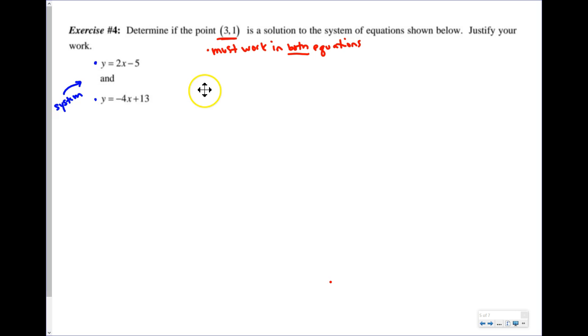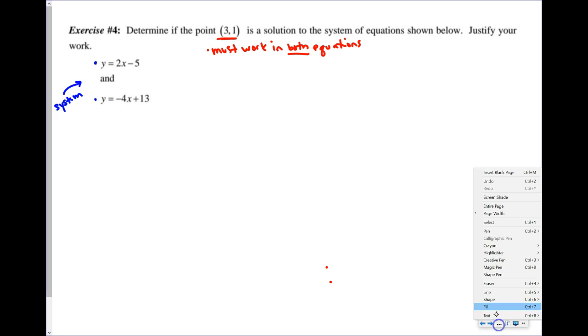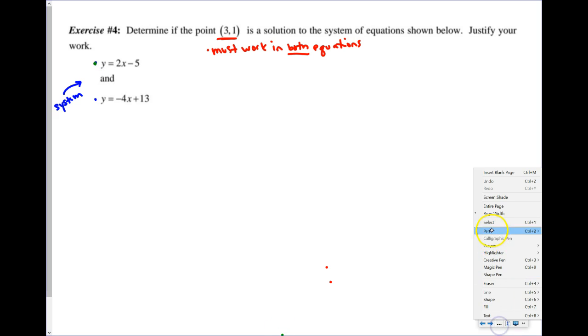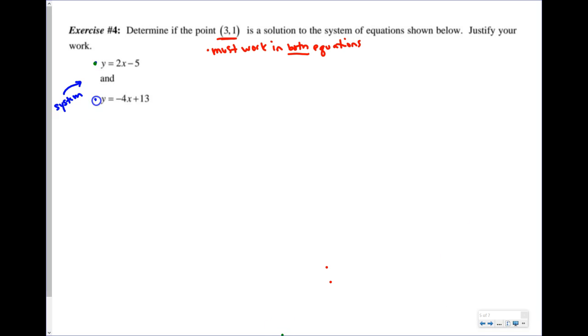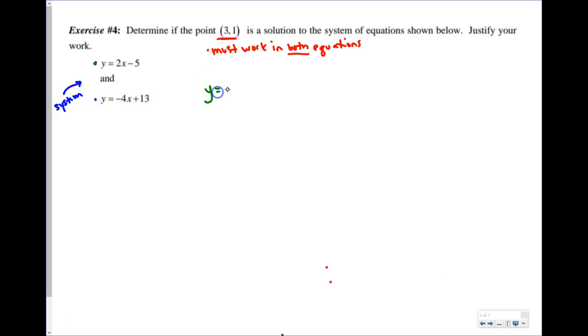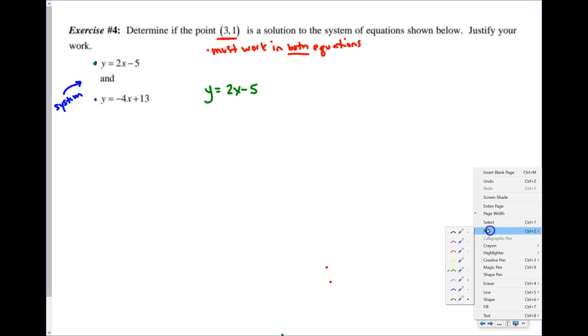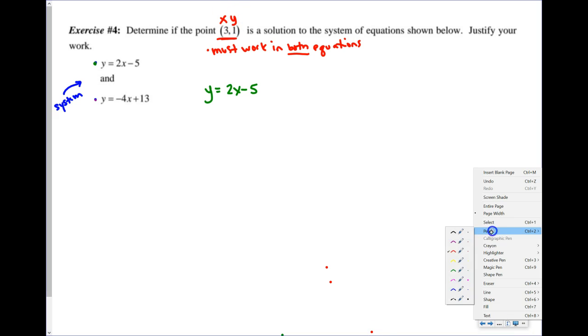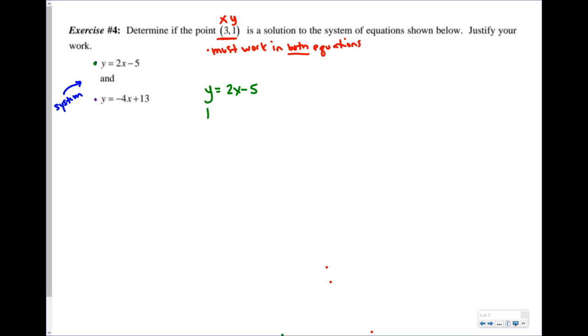So I'm going to rewrite both equations here. I'm going to rewrite one in green, and I'm going to rewrite one in purple. Okay. So let's do the green one first. I'm going to take the green one, I'm going to rewrite it. y equals 2x minus 5. And notice, what am I plugging in now for x? I'm plugging in 3 for x and 1 for y. So I'm going to have 1 equals 2 times 3. Remember, I'm plugging in the 1 and the 3 from up here. So I'm coming from up here and I'm plugging in.